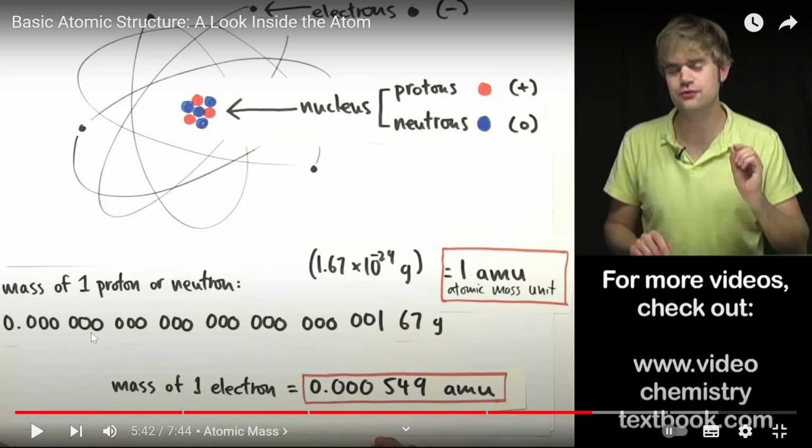One electron is 0.000549 AMU. Are you expected to remember that number? No. All you need to know is that it is much, much smaller than the mass of what? A proton or neutron. So when we are finding the mass of the atom, we basically just ignore the electrons. We just add up the protons and neutrons and ignore the electrons completely.